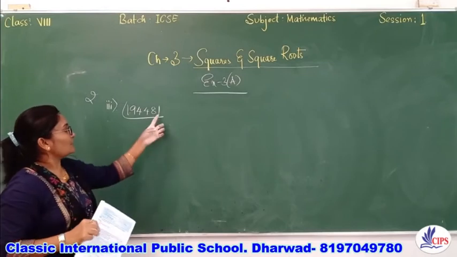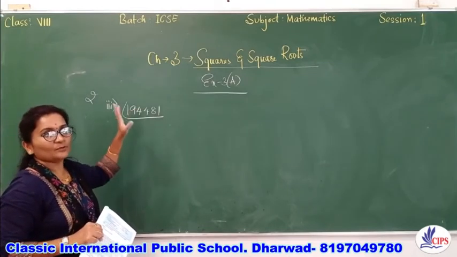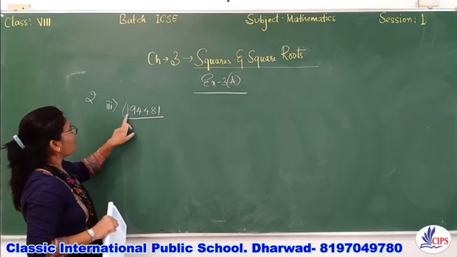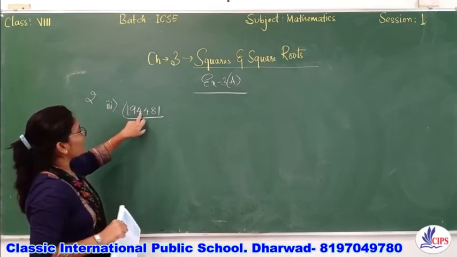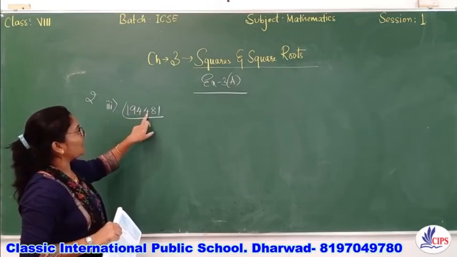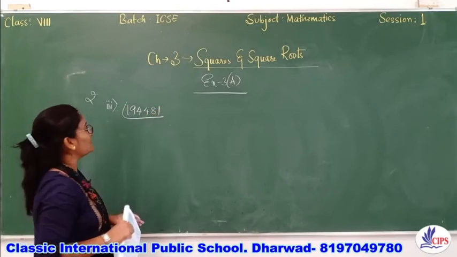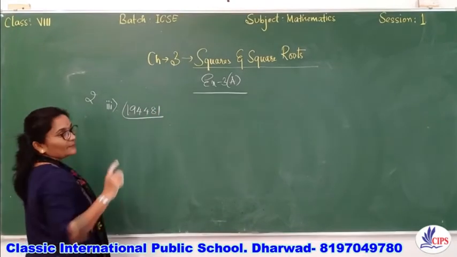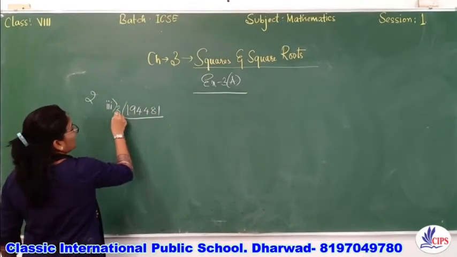Now as it ends with 1, it's not divisible by 2. Check whether it's divisible by 3. So 1 plus 9 is 10, 10 plus 4 is 14, 14 plus 4 is 18, 18 plus 8 is 26, 26 plus 1 is 27. So 27 is divisible by 3, so we'll divide this with 3.